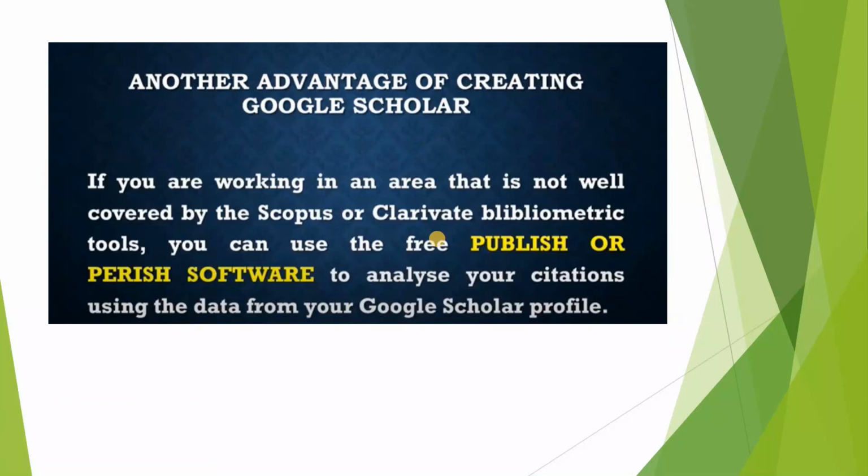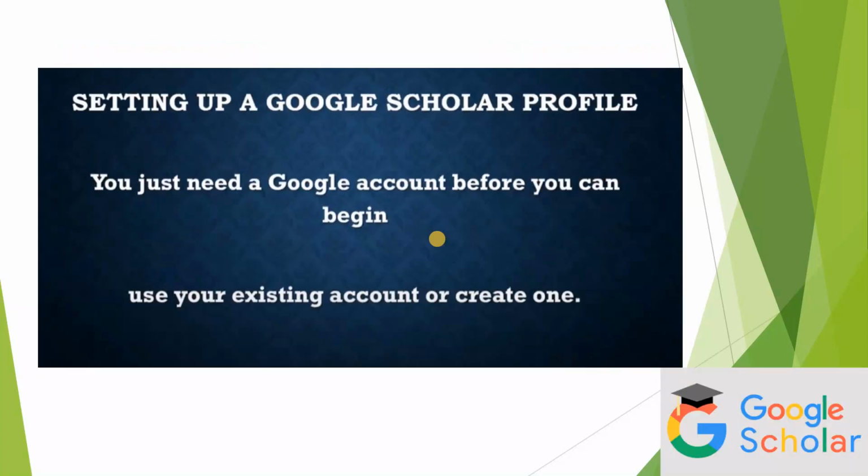Another advantage of creating a Google Scholar profile is that if you are working in an area that is not well covered by the Scopus or Clarivate tools, you can use the free Publish or Perish software to analyze your citations using the data from your Google Scholar profile.